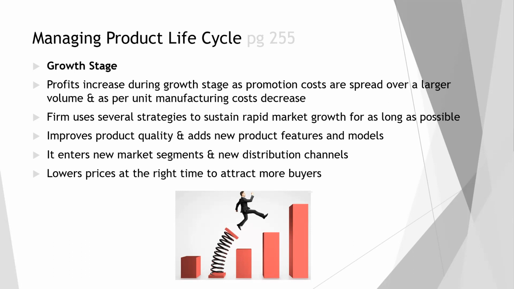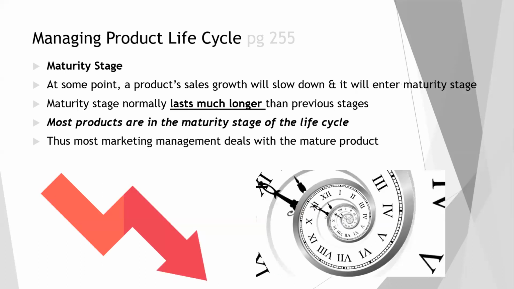Maybe we've only sold all of our products direct to consumers online, but now we're going to have to start stocking it in places like Target, places like Walmart, places like Walgreens. And we're also going to look perhaps at the pricing. If we lower our pricing at the right time, we could attract more buyers. So these are all different strategies that could be looked at during that growth stage.